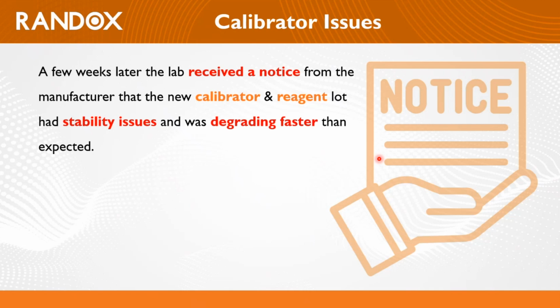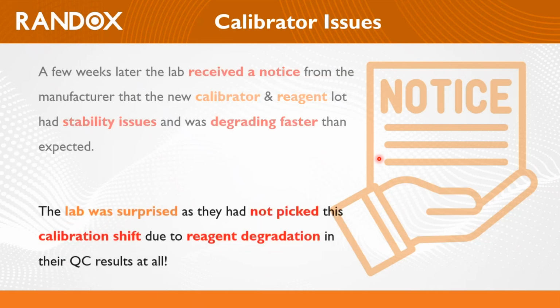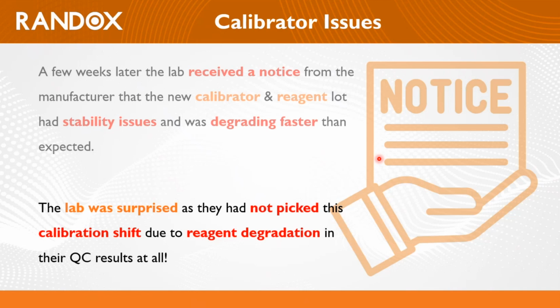Well, did the first-party control actually identify this problem? No, it did not. And because of that, the lab was really surprised. They had not picked up this calibration shift due to reagent degradation in their first-party QC provided by the instrument manufacturer at all. So they were obviously surprised, wondering why this did not get picked up.